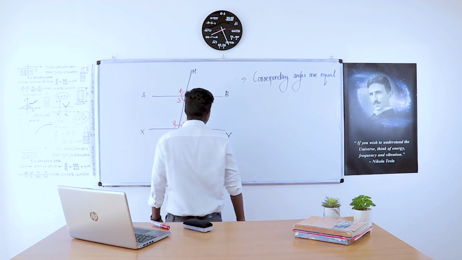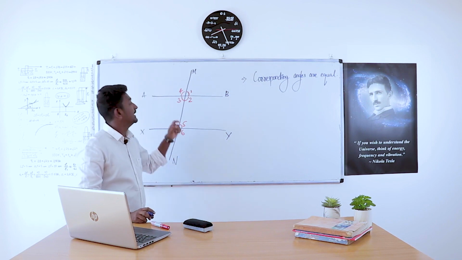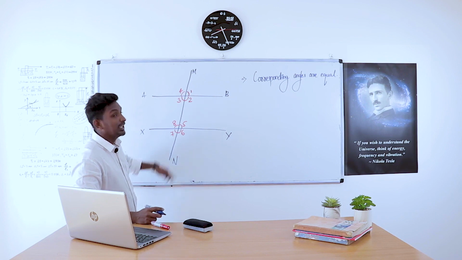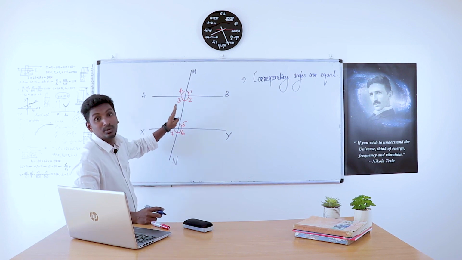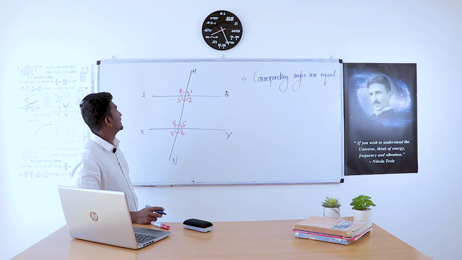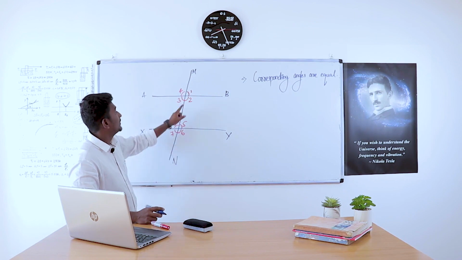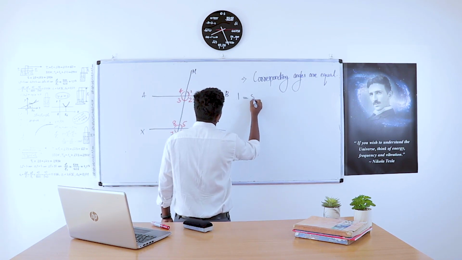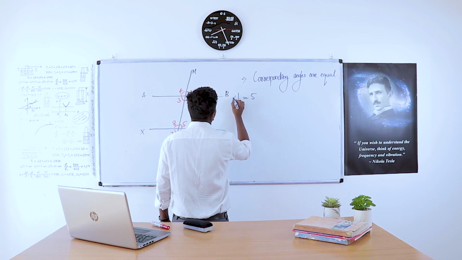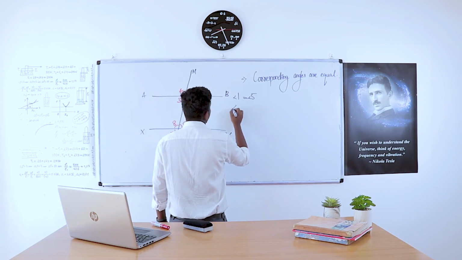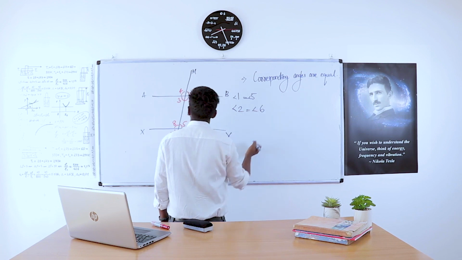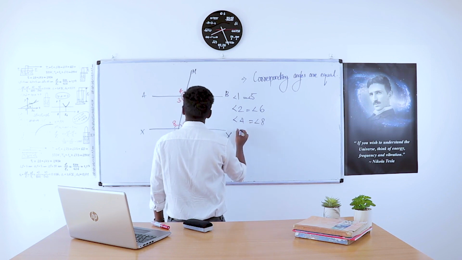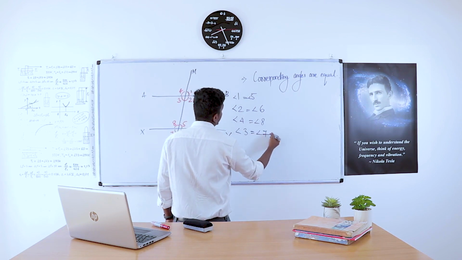Here AB and XY are parallel lines and MN is the transversal. If this happens, then the corresponding angles formed are equal. That is, angle 1 equals angle 5, angle 2 equals angle 6, angle 4 equals angle 8, and angle 3 equals angle 7.